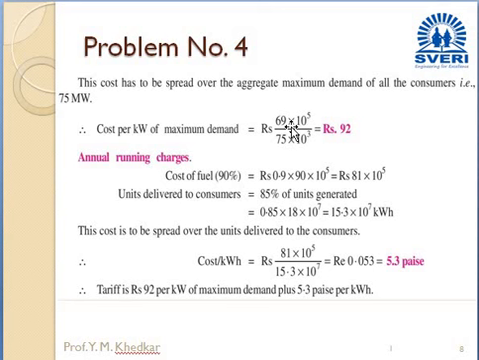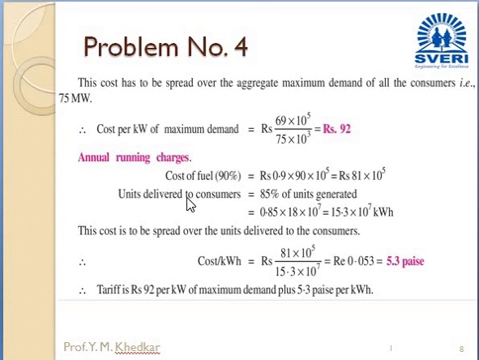So it will be 69 lakh rupees divided by 75 into 10 raised to 3. Why do we need to take 10 raised to 3? I have explained before that the maximum demand is provided in megawatt, and here we are interested to calculate the value in kilowatt. So megawatt you will have to convert into kilowatt by considering the 10 raised to 3 multiplying factor, and that cost will be rupees 92, means fixed cost will be 92 rupees. Now annual running charges we will calculate.